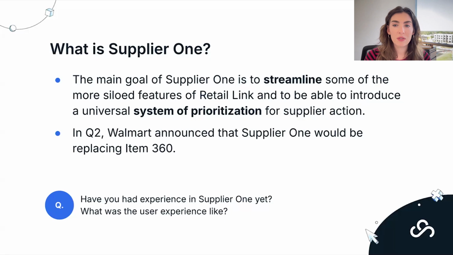Some of the language that they've used is to streamline some of their more siloed features, make them more connected, and introduce a universal system of prioritization for supplier action. So this year, Walmart announced in Q2 that Supplier One would be replacing Item 360. That has been the most major update within the app, that Item 360 is not something you are supposed to be using anymore. If you've heard something different from your replenishment teams or your buyers, refer to that. But the widespread documentation is that Item 360 is no longer used.